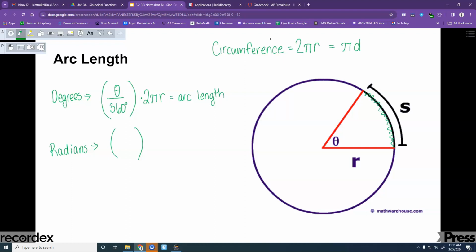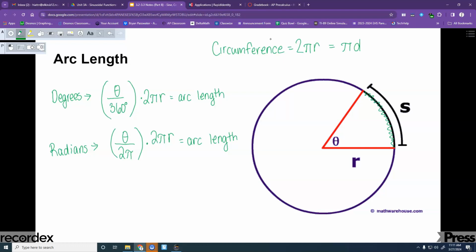But if I'm doing radians, what's the whole circle? It's going to be 2 pi instead of 360, right? 2 pi equals 360 degrees. So this formula would be theta divided by 2 pi times 2 pi times the radius. That is arc length, and that's the one we are going to use. But does anybody see anything that could happen here?